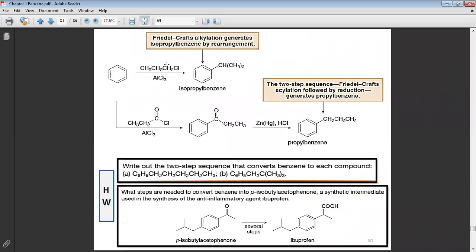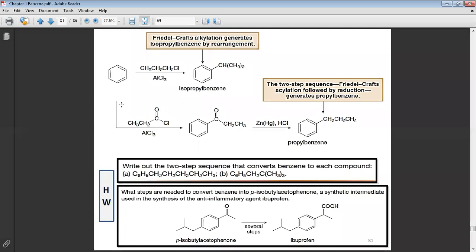This alkyl group gives you a primary carbocation. The carbocation will be converted to the secondary carbocation. The reaction will happen here on this carbon, that means we have carbon CH3 CH3. This line cannot be useful to prepare propyl benzene. We can prepare propyl benzene by using acylation and then reduction.